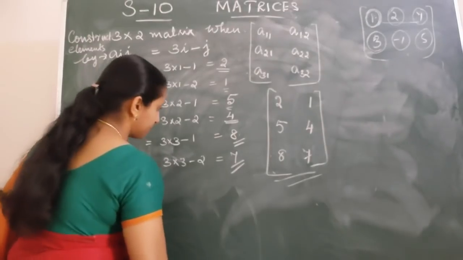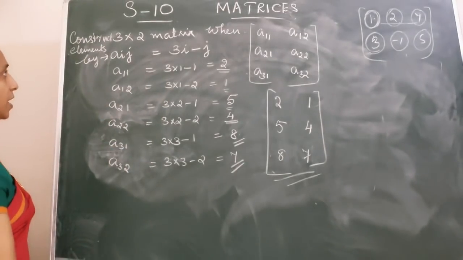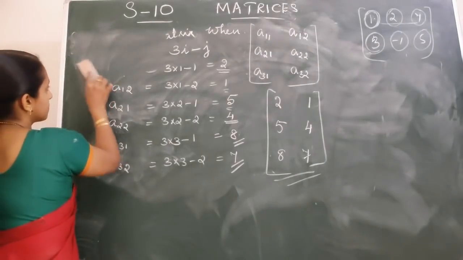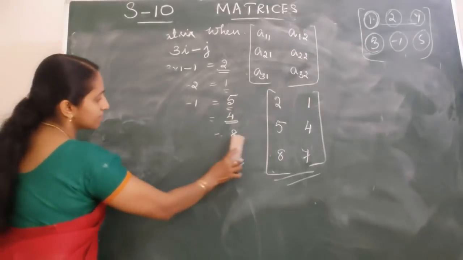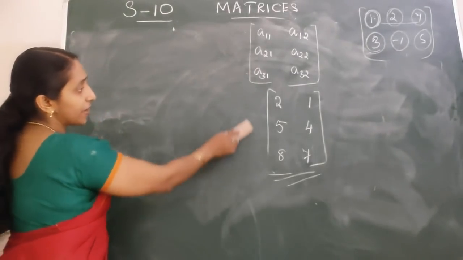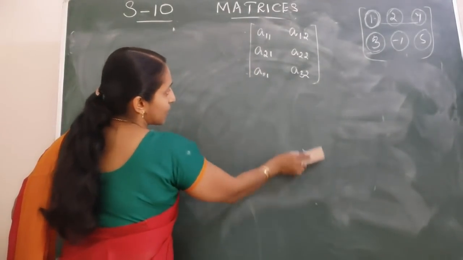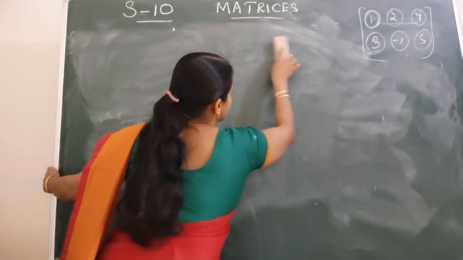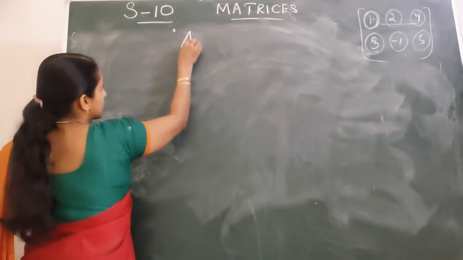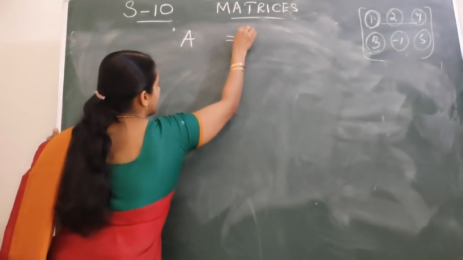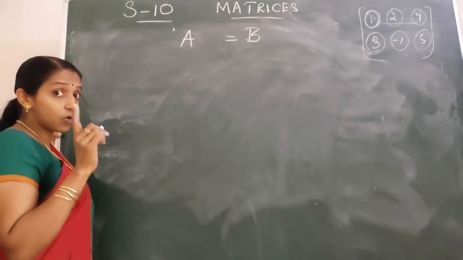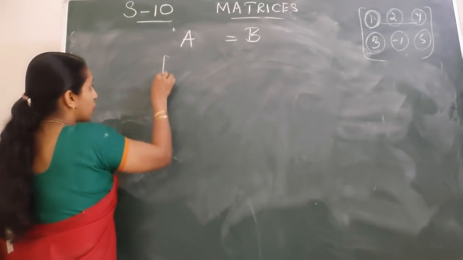Completed now? Yes. Now we are going to see equality of matrix. Two matrices are said to be equal if and only if their respective elements are equal. Respective elements means the position of the elements. If you are having two matrices, A equal to B.